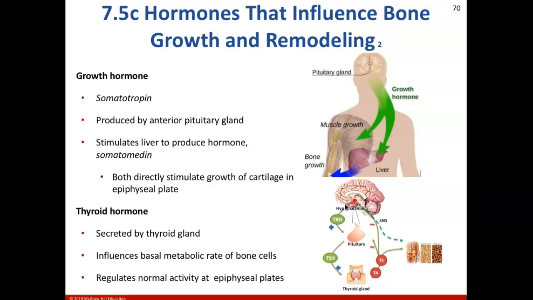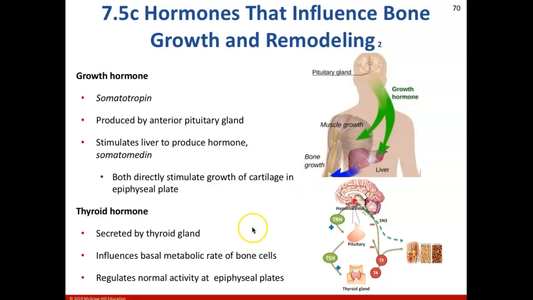So the first hormone we'll discuss is the growth hormone. This is also known as somatotropin, and it is produced by the anterior pituitary gland. So we find the pituitary gland coming off of the cerebrum, and it is known as the master gland because it's going to secrete so many hormones. Once it releases that growth hormone, it'll travel over to the liver and produce the hormone known as somatomedin. Both are going to be able to stimulate growth of cartilage in the epiphyseal plate, and the growth hormone will also trigger muscle growth and, of course, our overall bone growth.